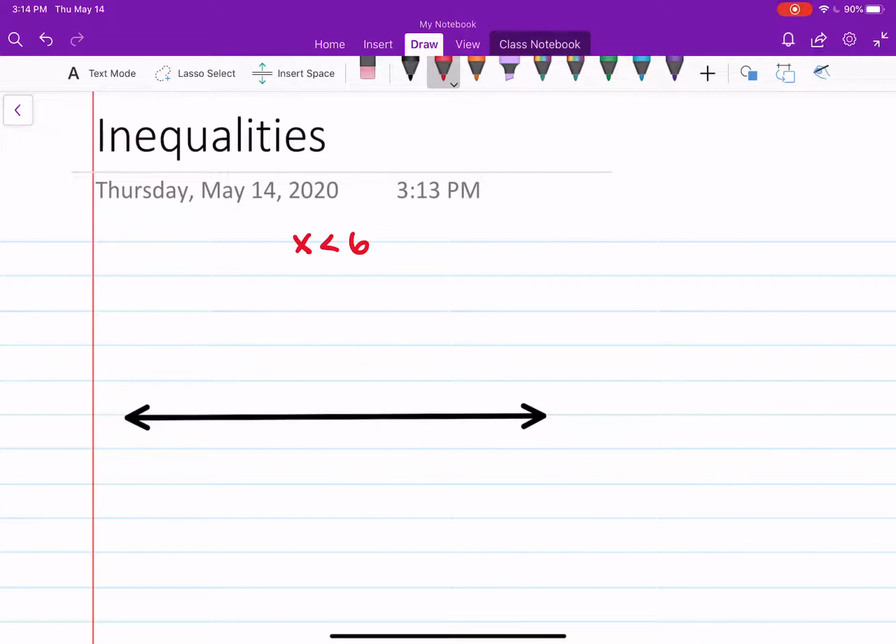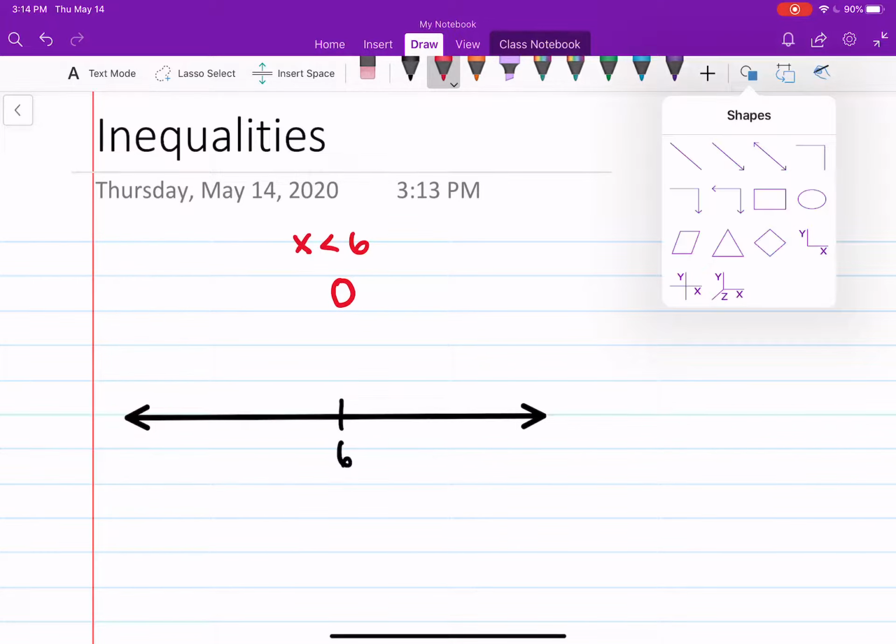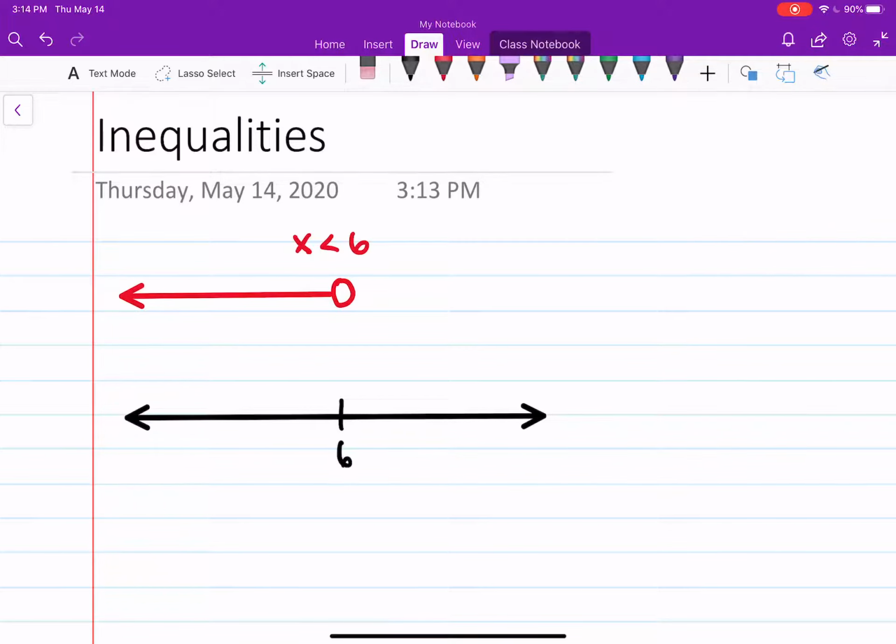Okay? So back in high school, what you would do is say, okay, so here's 6, right? And you would say, okay, so this is an open circle, and I'm going to point this to the left. The reason why you did that is because everything to the left of 6 is going to be less than 6. Okay? And then the reason why you use a circle is because the number 6 itself is not part of the solution because 6 is not less than 6.